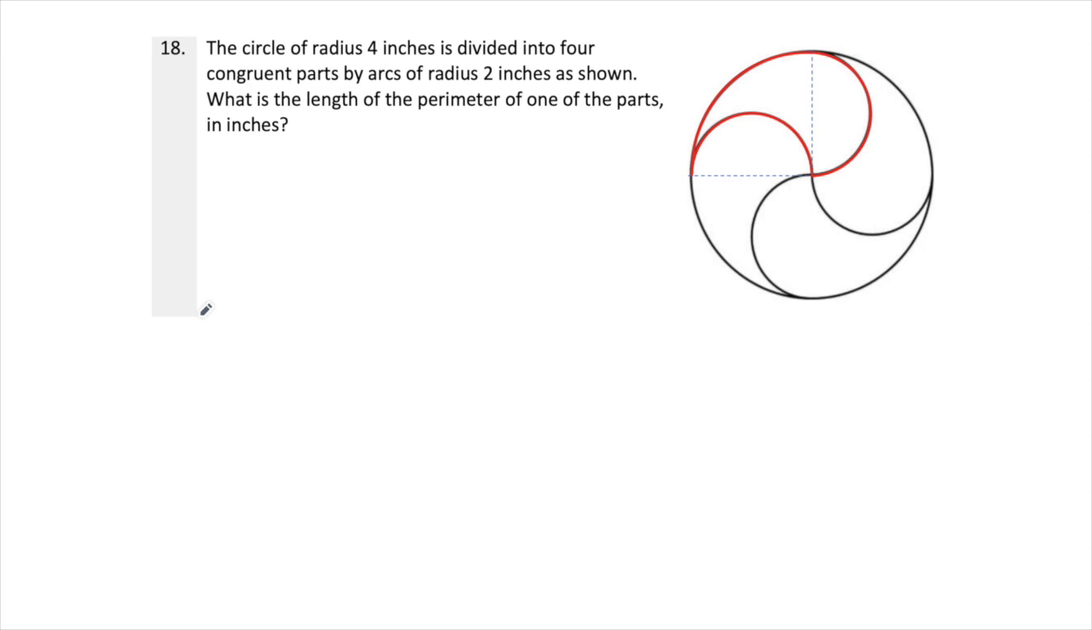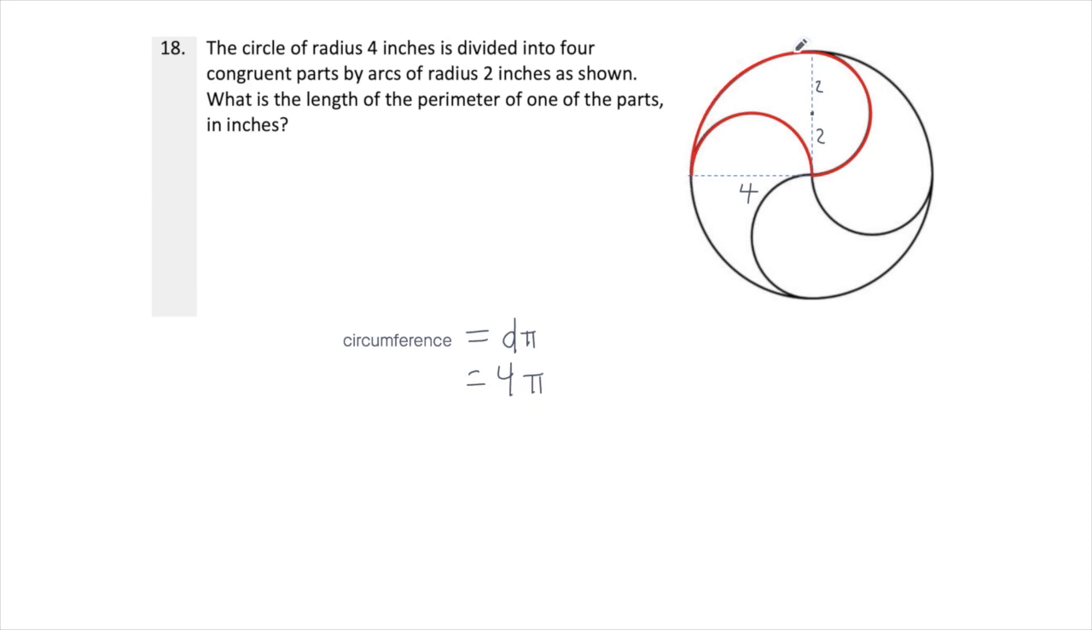For this problem, we have to figure out the length of the perimeter of one of the parts. We know that the circle has a radius of 4 inches, and the arcs have a radius of 2 inches. Let's start by finding the perimeter of the two semicircles first. Since a semicircle is half a circle, the circumference of two semicircles is equal to the circumference of a circle. Recall that the circumference of a circle is equal to the diameter times pi. Since the diameter of this circle is equal to 4, the circumference is equal to 4 pi.